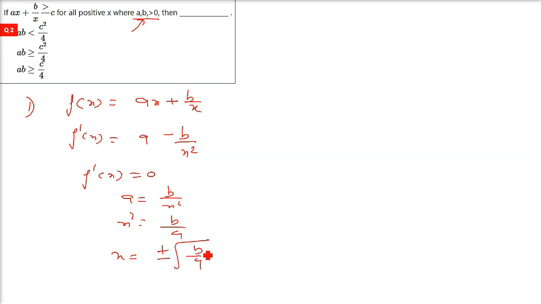Now, when you see this, then comes the condition all positive x where a and b are greater than 0. That means you cannot take negative here. It's clearly given in the question that x will always be positive. When you have x as positive, why are you going to take the negative? No, x is equal to under root b by a, plus. This is done. Now the next thing is we have f double dash x.